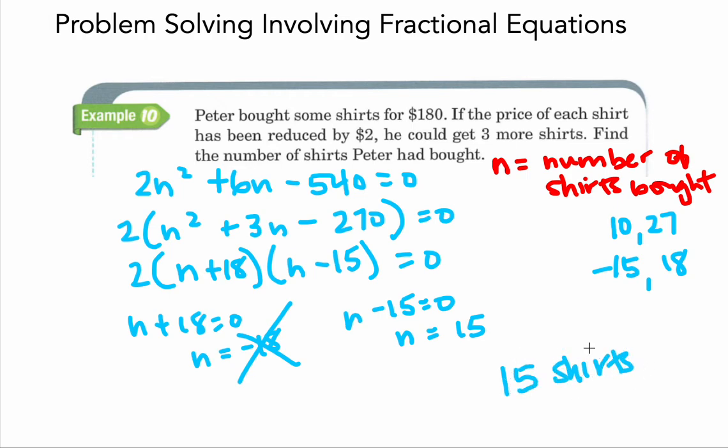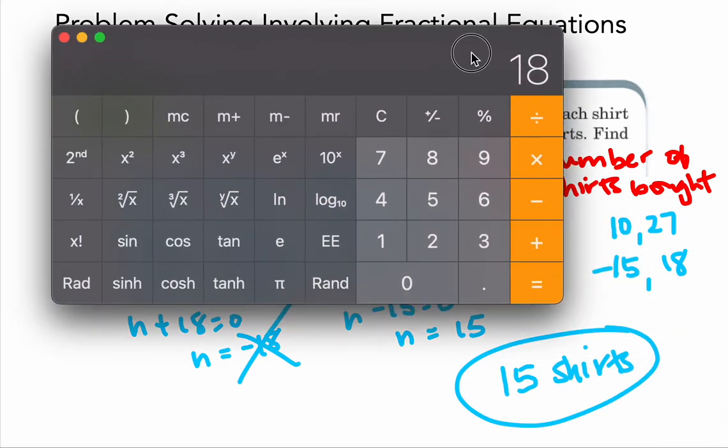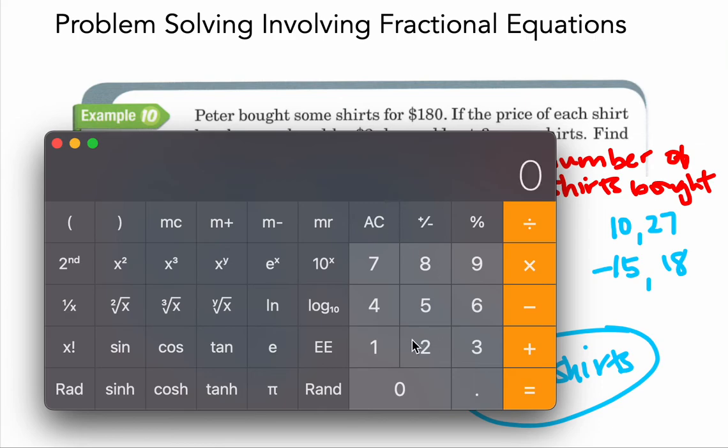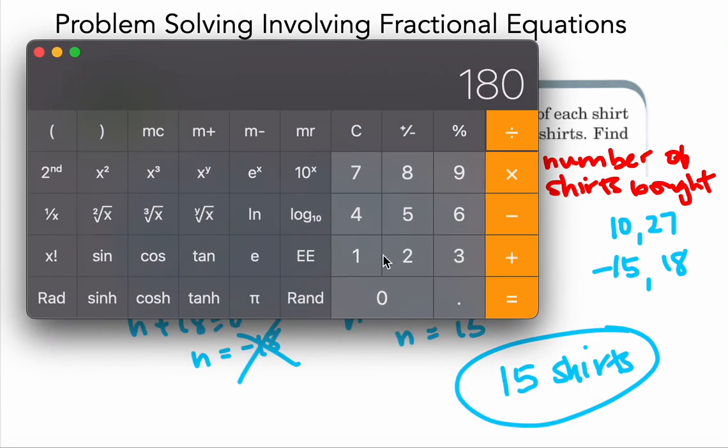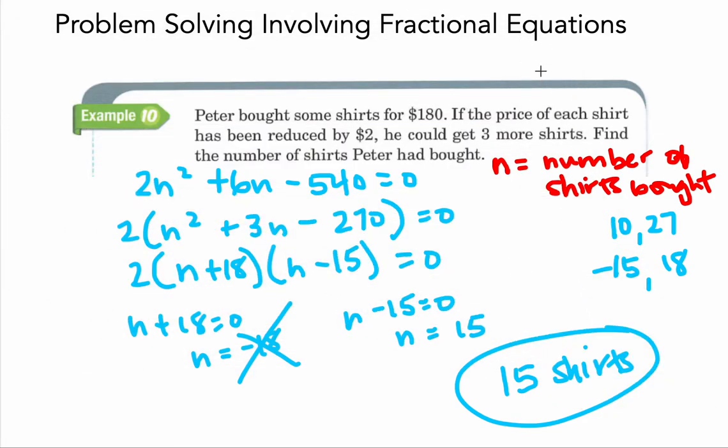Now, if you are unsure whether that's the correct answer, you can always plug that back into the equation or the problem to see if it made sense. So let's see if it makes sense. Peter bought some shirts for $180. Okay, so 180 divided by 15 shirts. That means each shirt is $12. Okay, let's put that on top, $12 each.